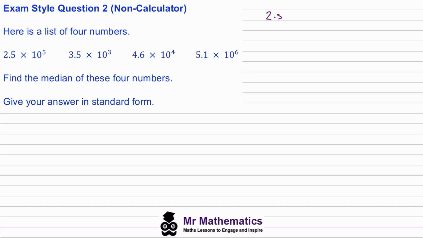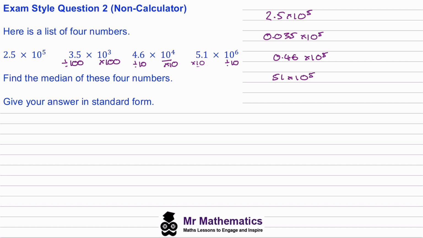So we've got the 2.5 times 10 to the 5. We need to multiply this one by 100. So then we'll divide the 3.5 by 100. And this will give us 0.035. We need to multiply 10 to the 4 by 10. So we'll divide the 4.6 by 10. This will be 0.46 times 10 to the 5. And then we need to divide 10 to the 6 by 10. So we'll multiply the 5.1 by 10. This will give us 51 times 10 to the 5.